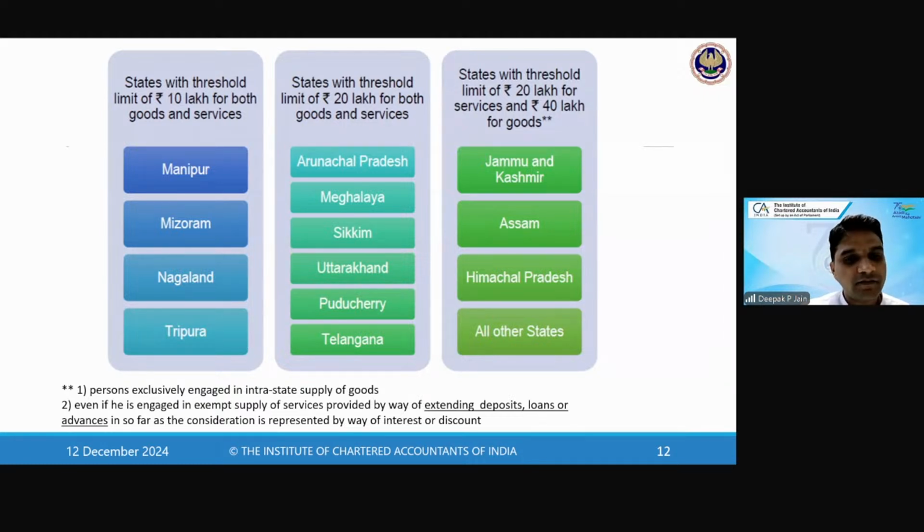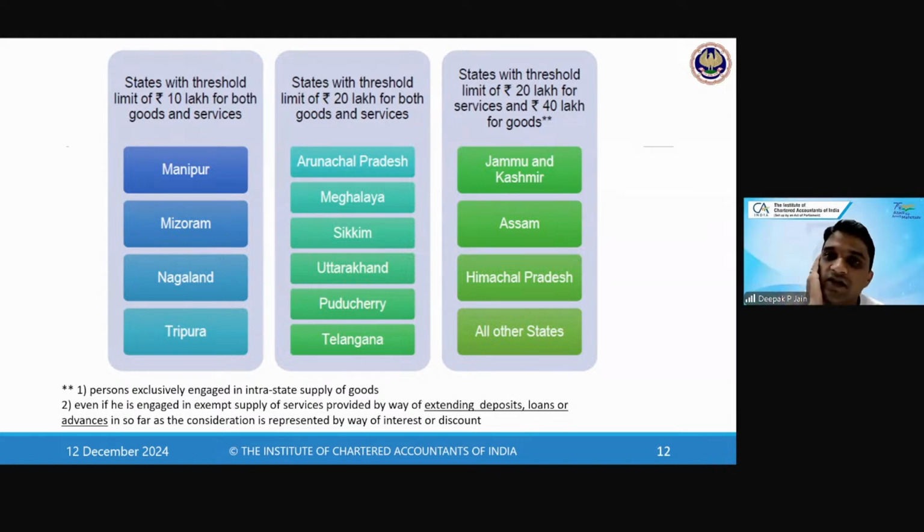And second point on deposit loans: even if he is engaged in exempt supply of services by way of extending deposits, loans, or advances, in so far as the consideration is represented by way of interest or discount. If you are only giving deposits, loans, or advances, in return of which you are getting interest, even then this limit will not be counted. Okay, which means to calculate this limit, you have to remove the interest component.